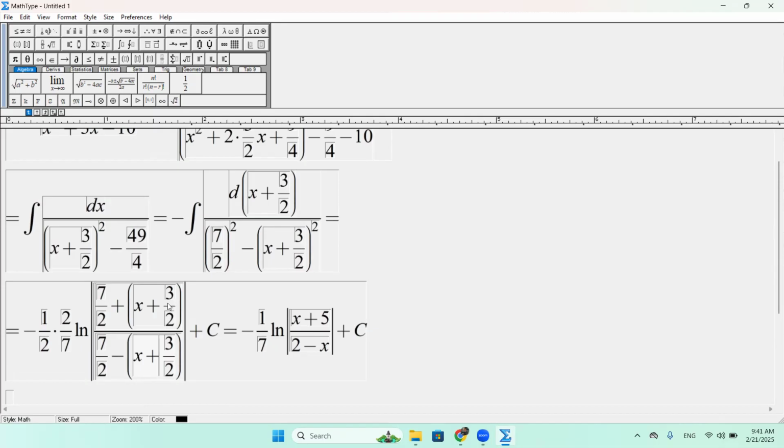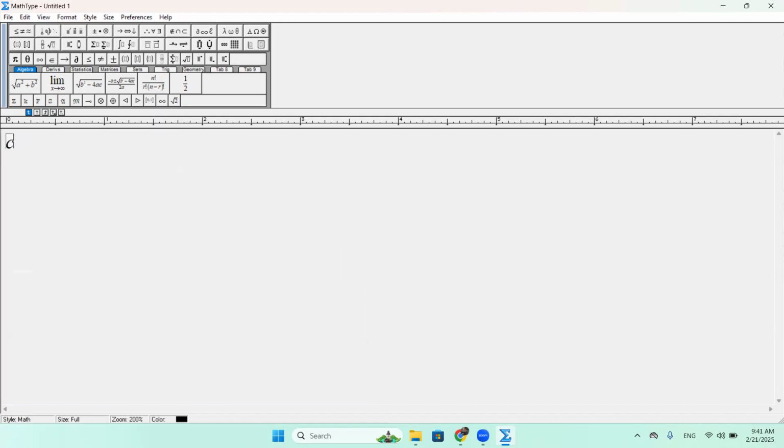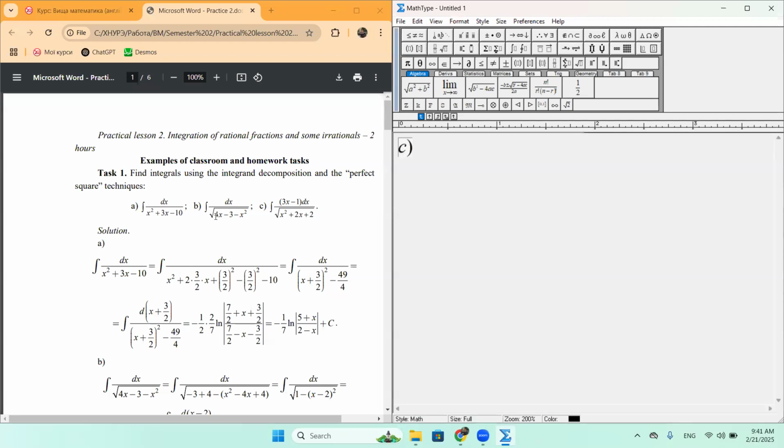Can you scroll up a bit? Yes. No questions. Okay. So let's continue. Let's move to the next task. I will skip exercise B because it is similar, but we have the square root, so it will be in another table integral. And exercise C is more interesting. So this is for you, you will solve it on your own.